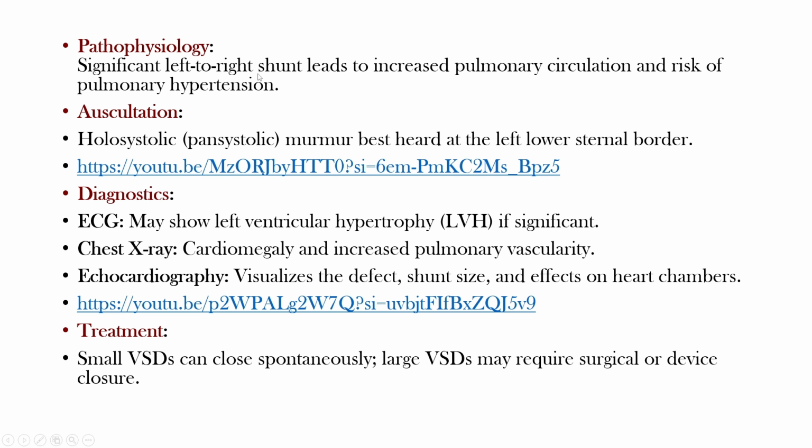So here we will have a left to right shunt as well, that will increase the pulmonary circulation, and we will have a risk of pulmonary hypertension. In the auscultation, we will hear a pansystolic murmur, best heard in the left lower sternal border. So let's hear it. Amazing, the video is not opening.